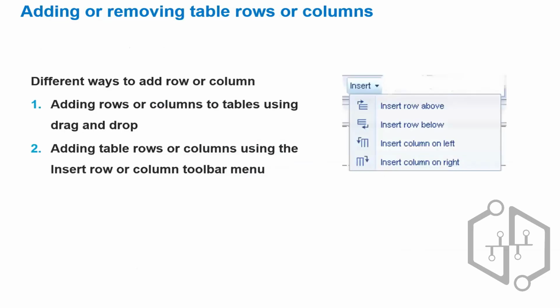Adding or removing tables, rows or columns. There are different ways to add rows or columns to a table. We can just add them by using drag and drop of the object, or use the insert row or column toolbar. We have insert row above, insert row below, insert column on the left, and column on the right. We can add more rows and columns to use them for some other logical requirement.